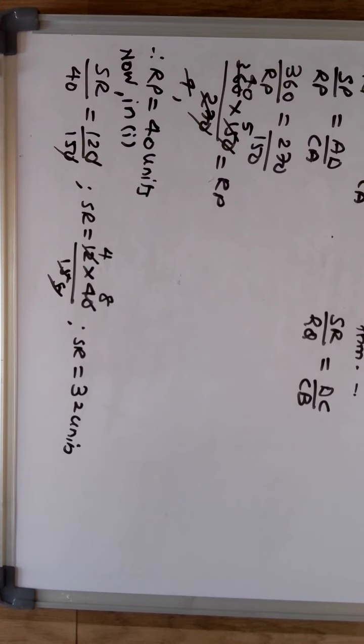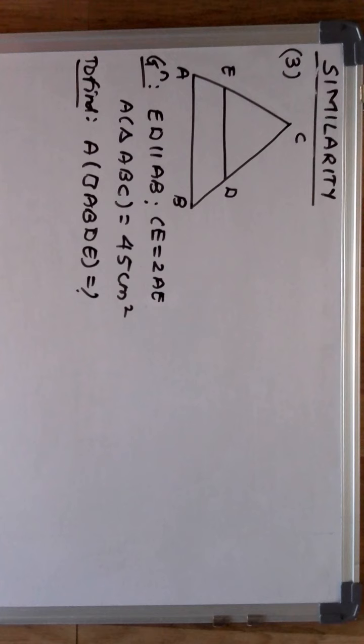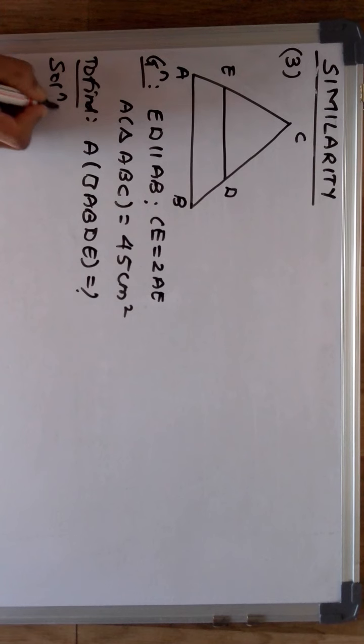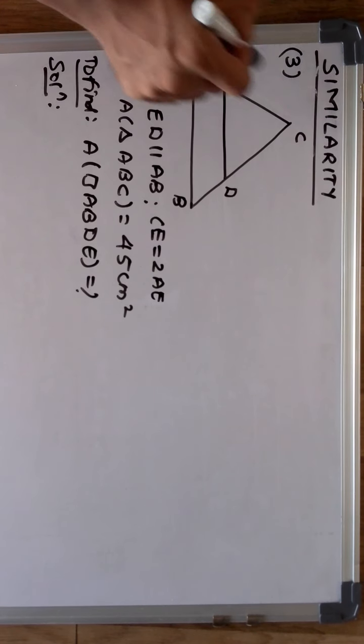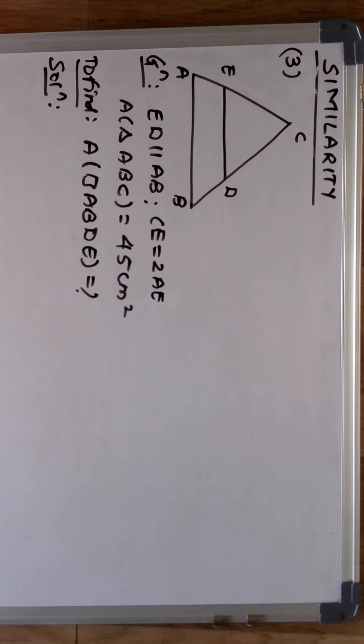Okay, so this is the theorem of intercepts made by three parallel lines. Now another beautiful question from this particular information: there is a triangle ABC in which there is a segment ED which is parallel to AB and dividing the two sides in such a way that CE is 2 times AE.